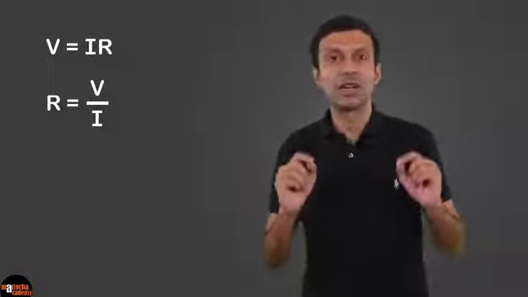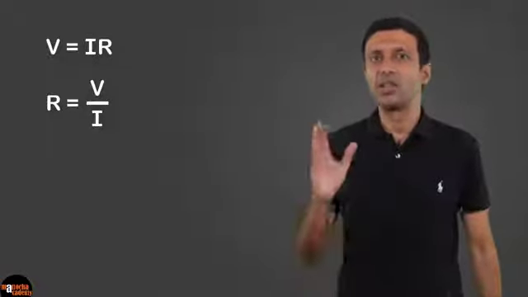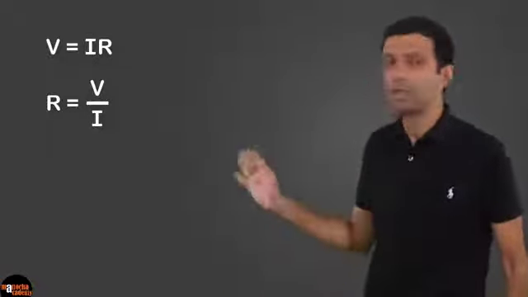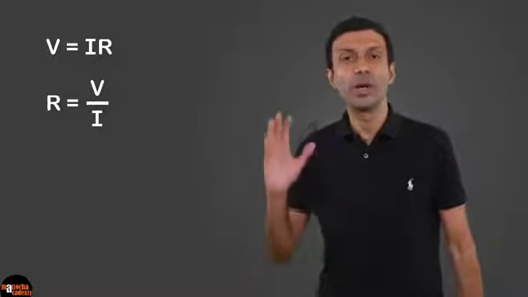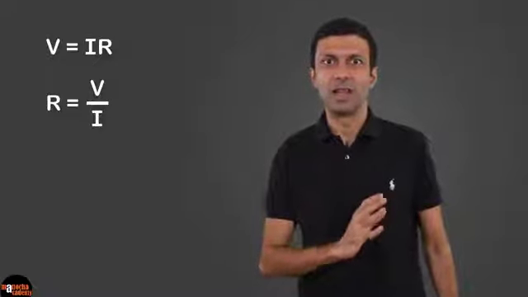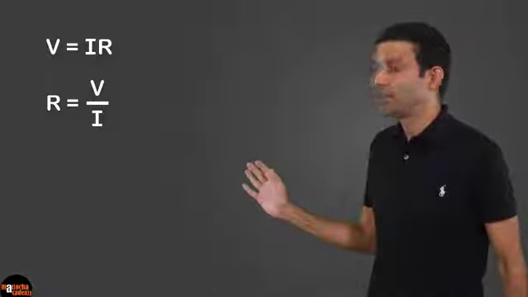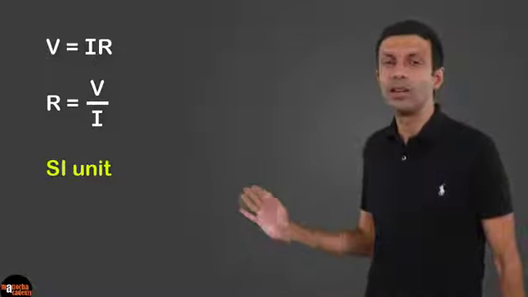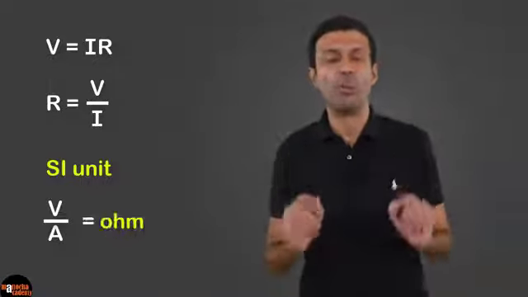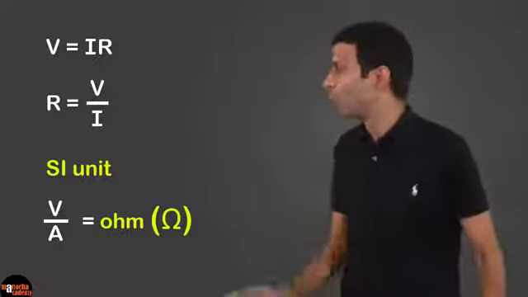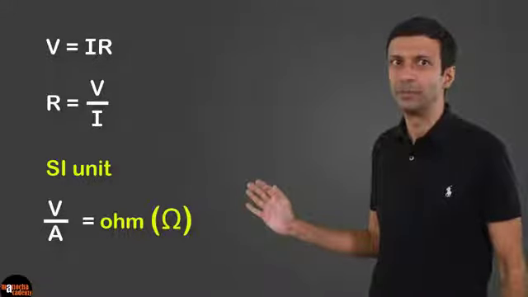So resistance of a conductor can be defined as the ratio of the potential difference applied across the ends of a conductor to the current flowing through the conductor. Now based on this formula, the SI unit of resistance will be volt by ampere. This is called ohm and is denoted by the omega symbol as shown here.